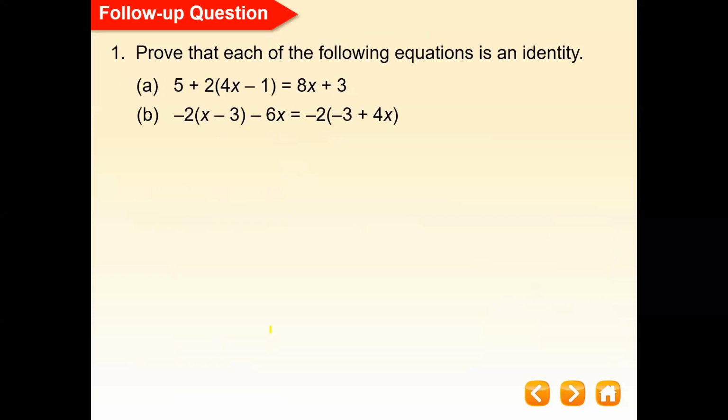Now, let's do some follow-up questions. Question 1. Prove that each of the following equations is an identity. Now you may pause the screen and then try it by yourself. Now, let's see the answers.